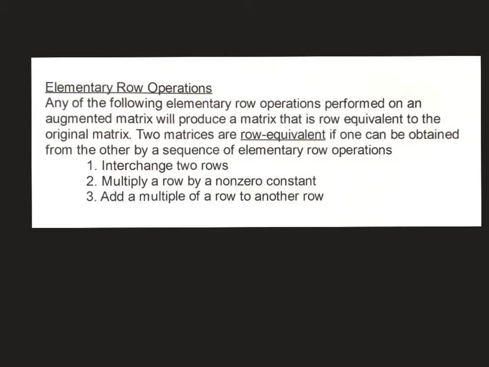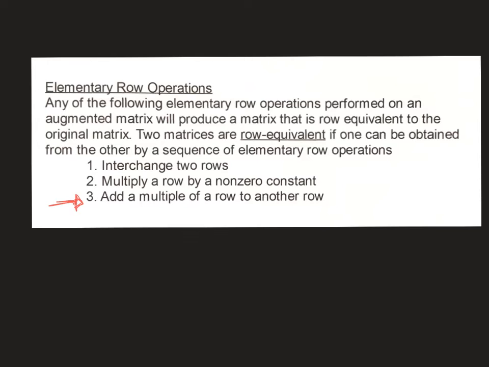And we can add a multiple of a row to another row. That's basically like our elimination. So when we solved by elimination, we would say, okay, I need to multiply this equation by 2 and this equation by negative 3. We would do that, and then we would add them together. So this third one here is really just a different way of looking at an elimination type process.